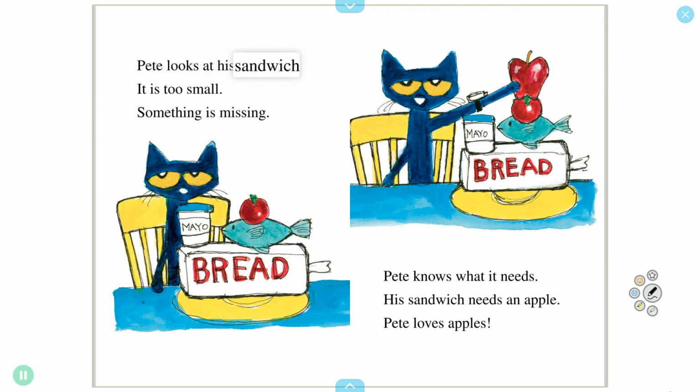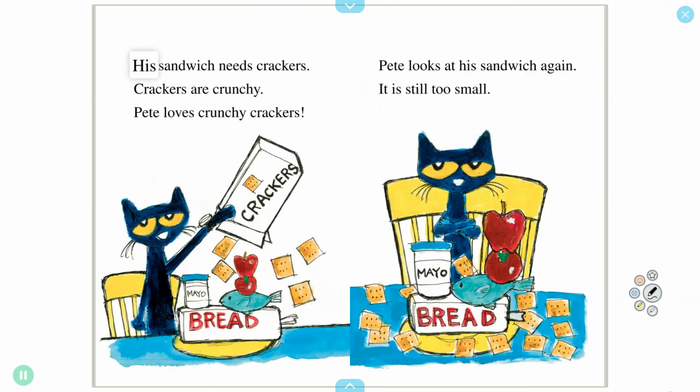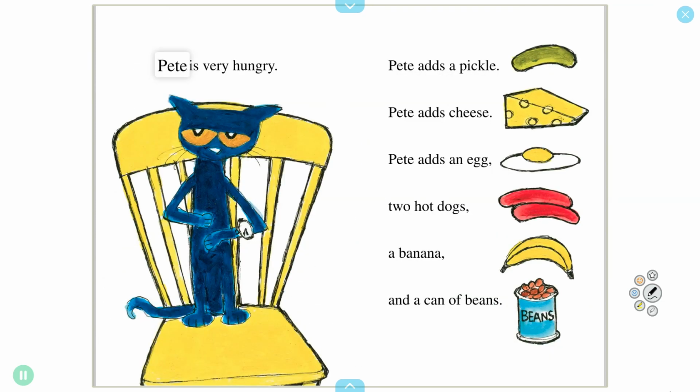Pete looks at his sandwich. It is too small. Something is missing. Pete knows what it needs. His sandwich needs an apple. Pete loves apples. His sandwich needs crackers. Crackers are crunchy. Pete loves crunchy crackers. Pete looks at his sandwich again. It is still too small. Pete is very hungry. Pete adds a pickle. Pete adds cheese. Pete adds an egg, 2 hot dogs, a banana, and a can of beans.